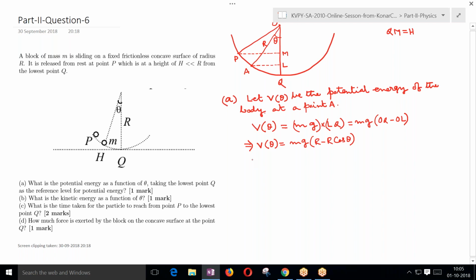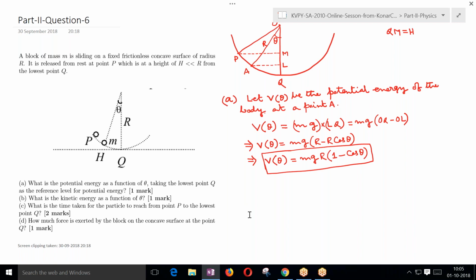So we can further write this as V theta is equal to m into g into R into 1 minus cos theta. So that is the answer to the first part of the question. I hope it is well understood. Now the second part of the question is, what is the kinetic energy of the body at the same point A?